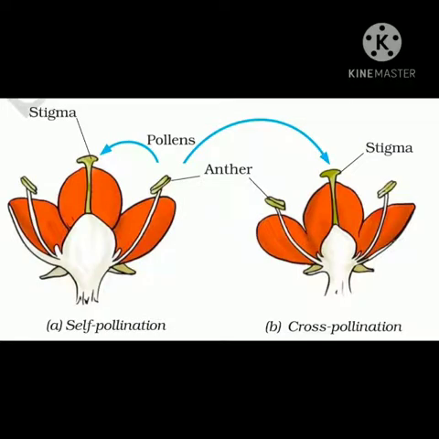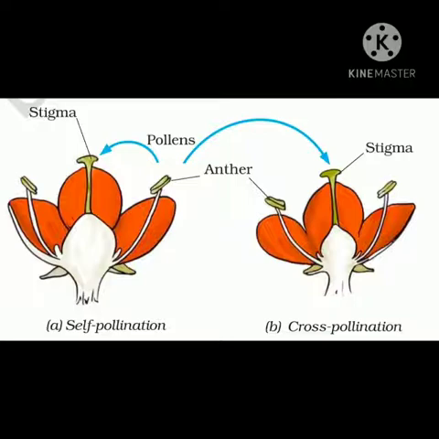What is self-pollination? The transfer of pollen grains from the anther of a flower to the stigma of the same flower is called self-pollination. When the transfer of pollen grains from anther to the stigma takes place in the same flower, this is called self-pollination, and self-pollination takes place in bisexual plants. You can see the picture of self-pollination.